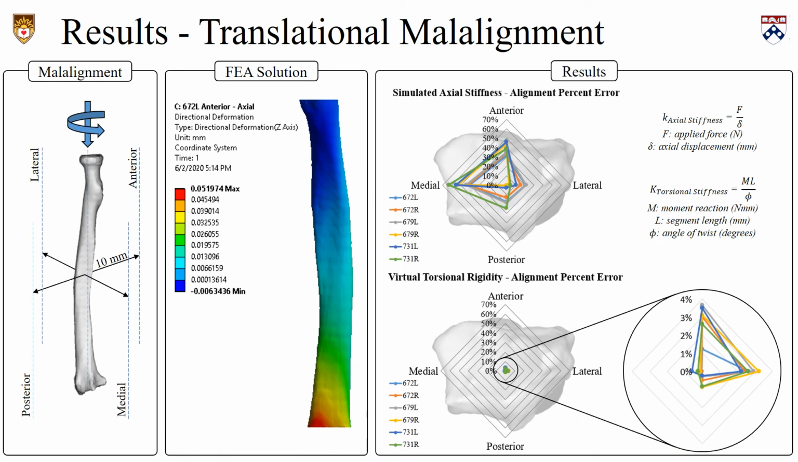Each radius model was mechanically tested in the aligned configuration, as well as in 4 additional translational malaligned configurations. To obtain these configurations, an offset of 10 millimeters was placed either in the posterior, medial, anterior, or lateral directions. The results from these tests are shown in the radar plots on the right. What's being plotted here is the alignment percent error from the aligned configuration, and each radius was assigned its own color and line.